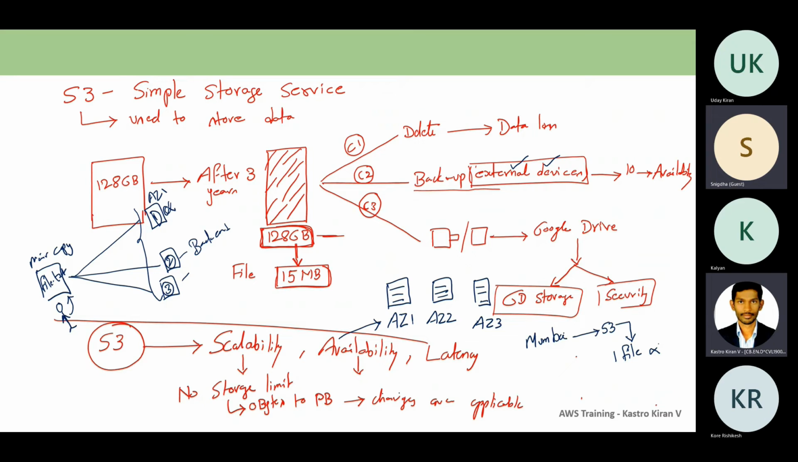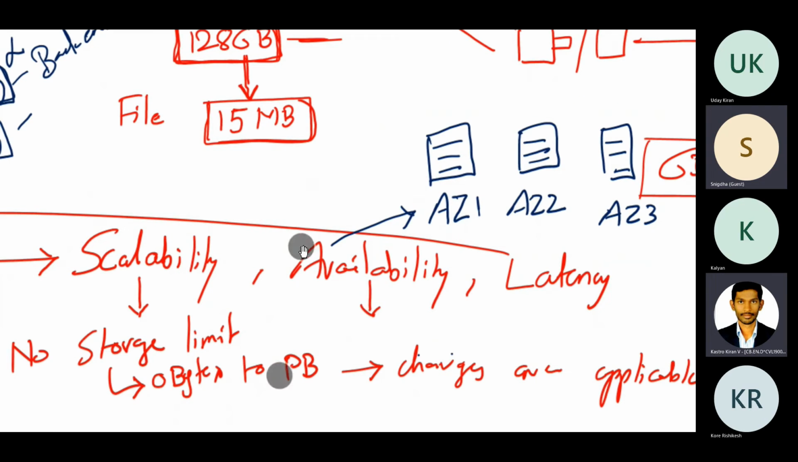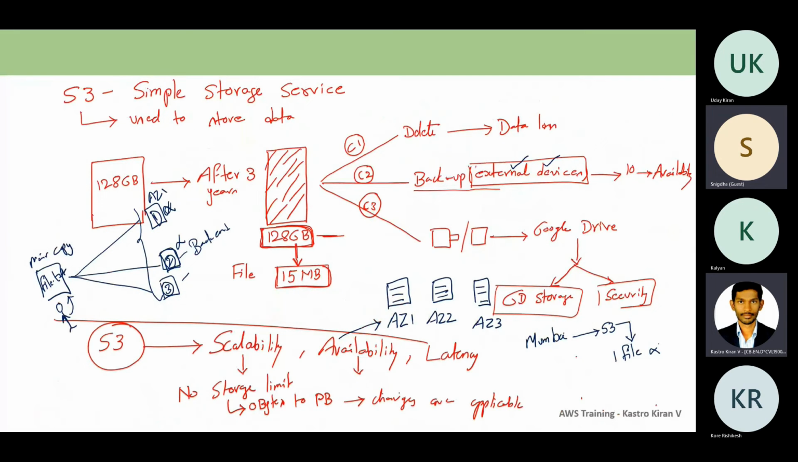If the file is not available in availability zone 1, then AWS will send the request to the second availability zone and search there. If it is there in the second availability zone, it will send you directly to download. Suppose availability zone 2 has also collapsed for some reason. Now AWS will send the request to the third availability zone, and then you can get the file.